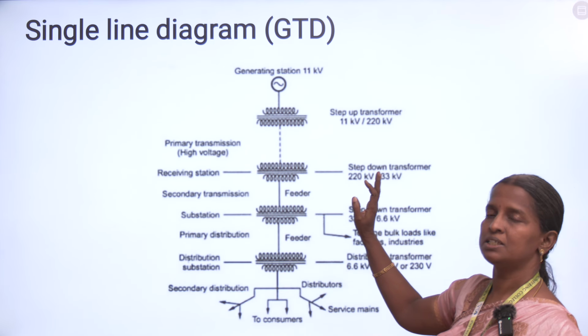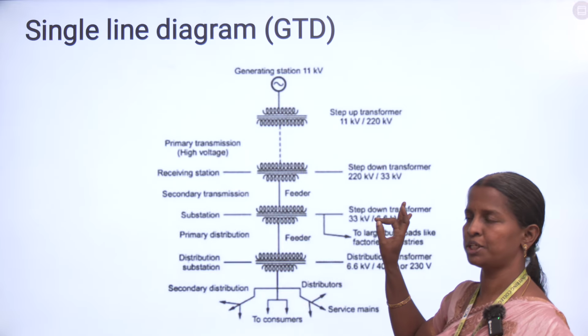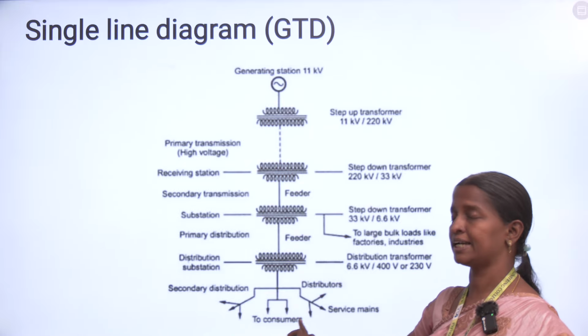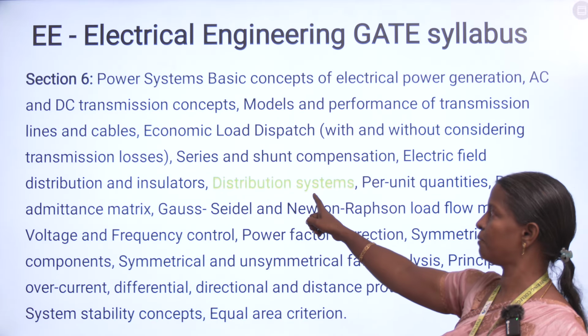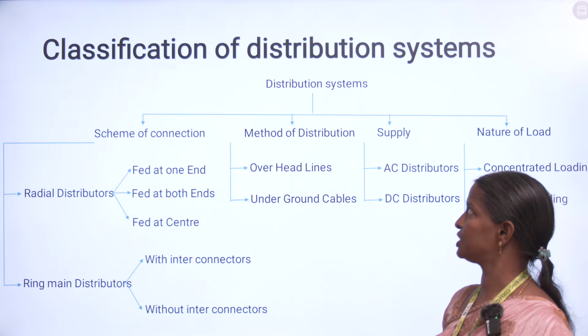So this is the single line diagram for generation, transmission and then distribution. So the distribution here is only the secondary distribution. Here the distribution is primary distribution. That is our topic, distribution systems. So that's all about the distribution systems.